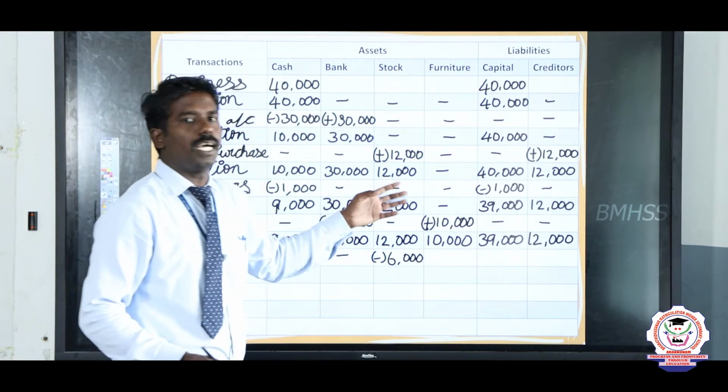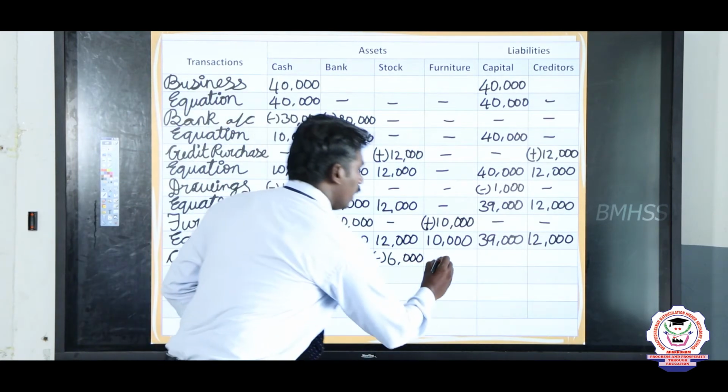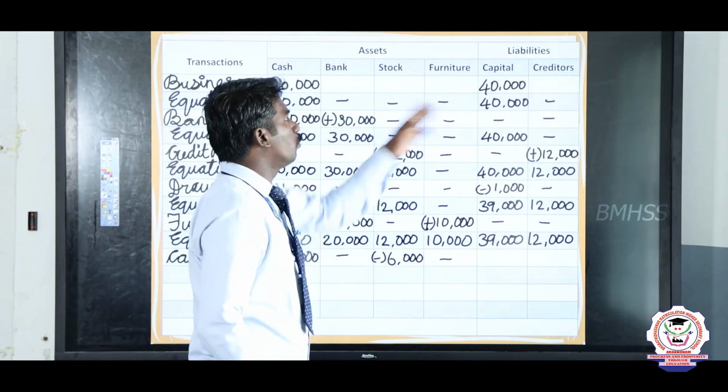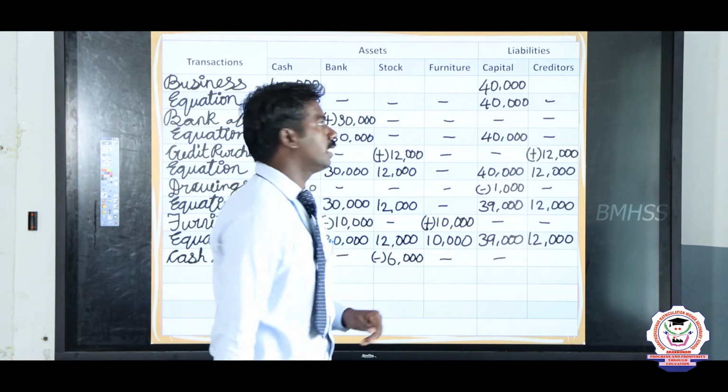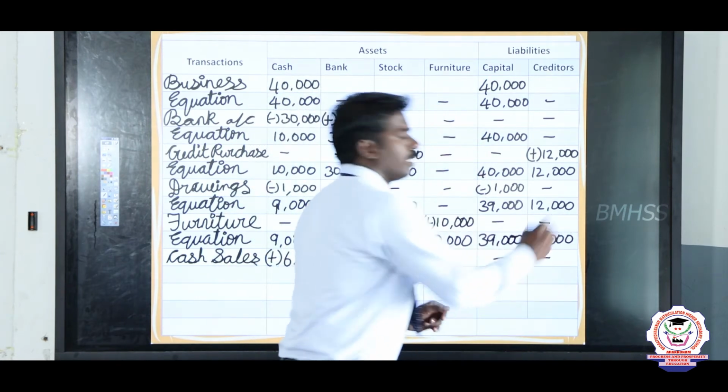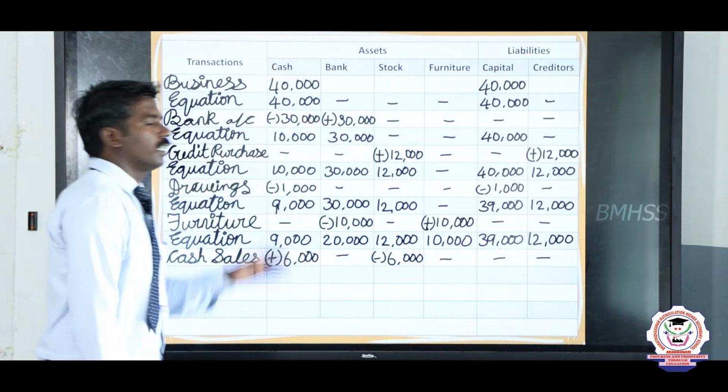Then move on to the furniture. No effect in furniture. So give a dash. Then move on to the capital. No effect in capital. Put a dash and move on to the creditors. There is no effect in the creditors column.